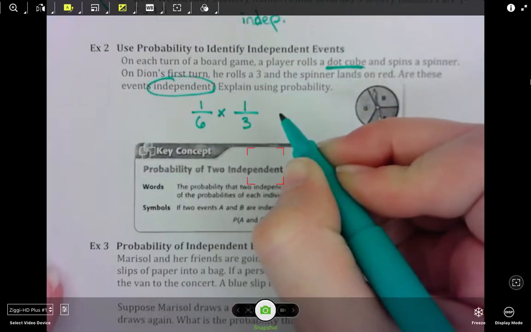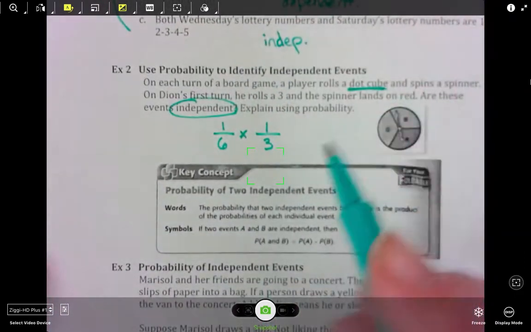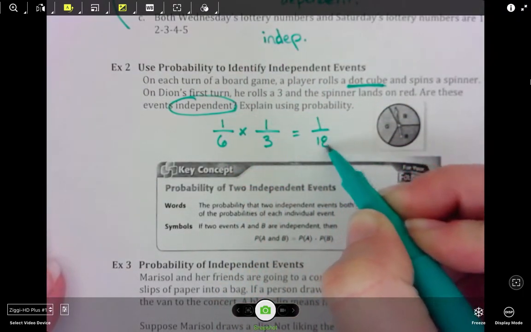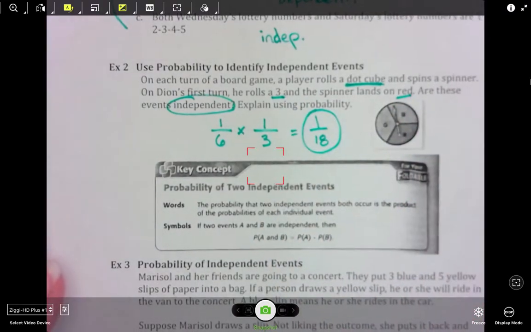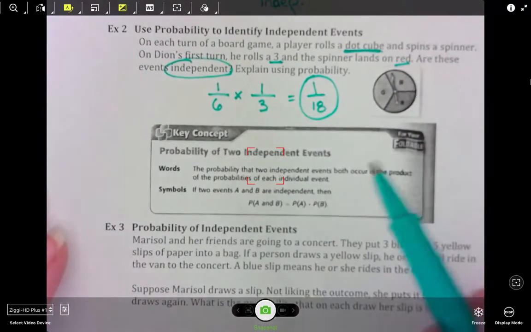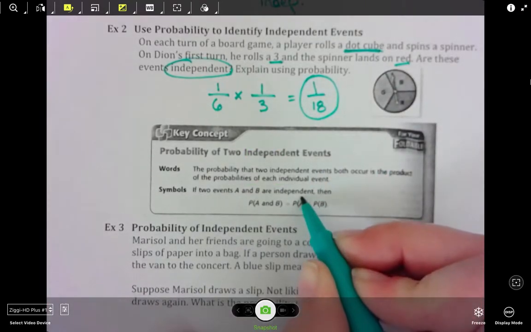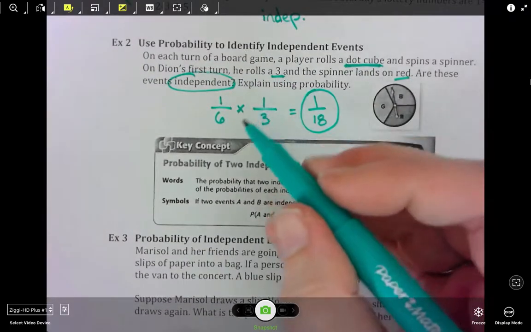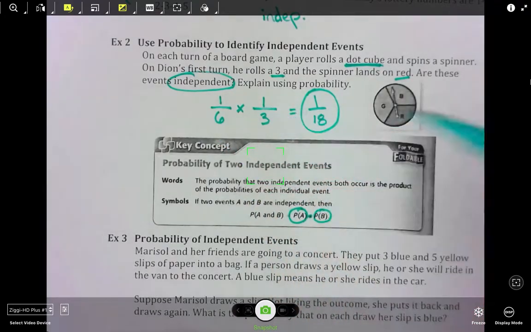If I multiply those together, because we're multiplying two probabilities, 1 over 6 times 1 over 3 is 1 out of 18. So there's a 1 out of 18 chance that I'm going to hit a 3 and a red consecutively. All right. Two independent events. The probability of two independent events happening is just the probability of the first event times the probability of the second event, just like I did up here. Probability of the first on a dot cube, the probability of the second on a spinner.